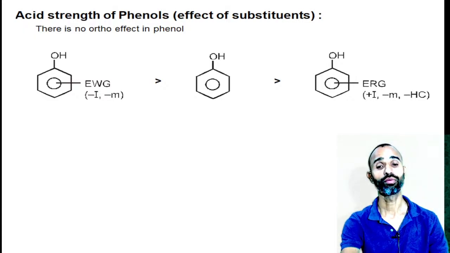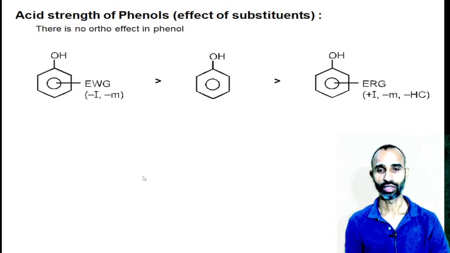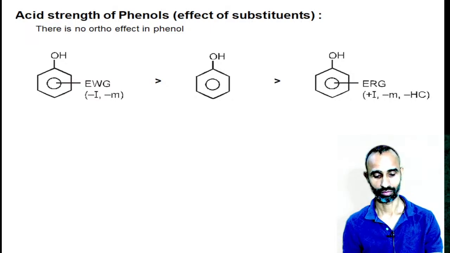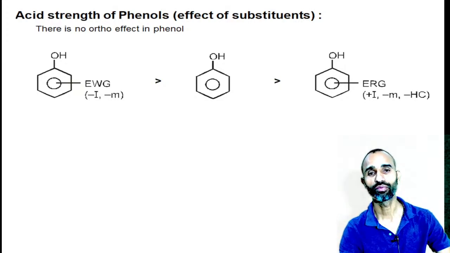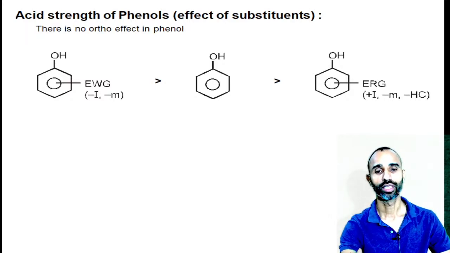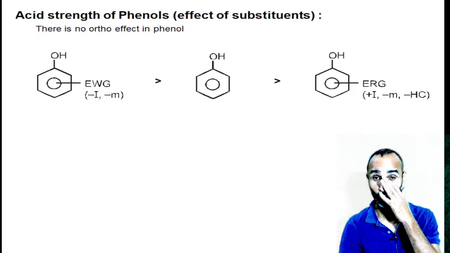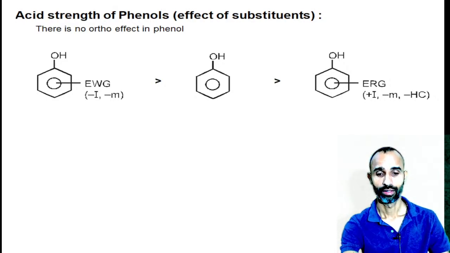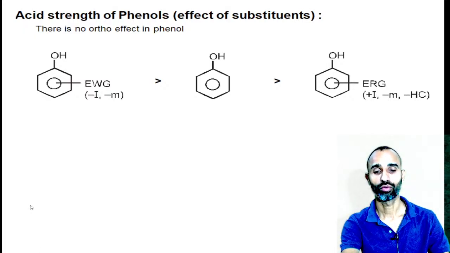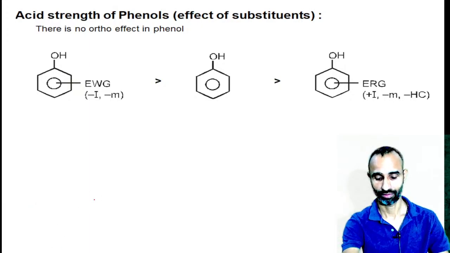Acidic strength of phenols. See, in amines we saw the ortho effect, that is the base weakening effect, but in case of phenol there is no such effect. So there is no ortho effect in phenols. But phenols are acidic. Why is it acidic?